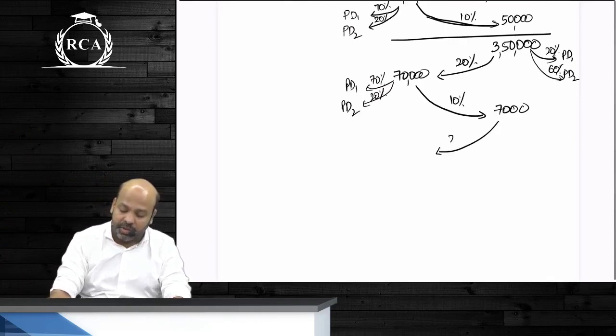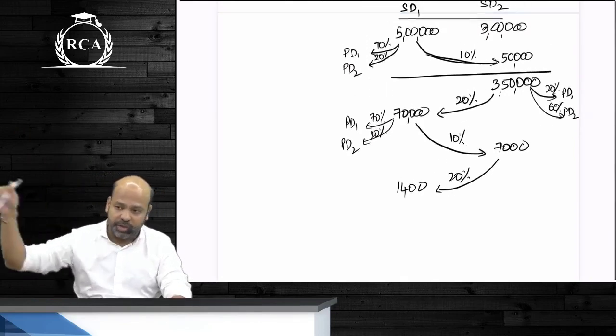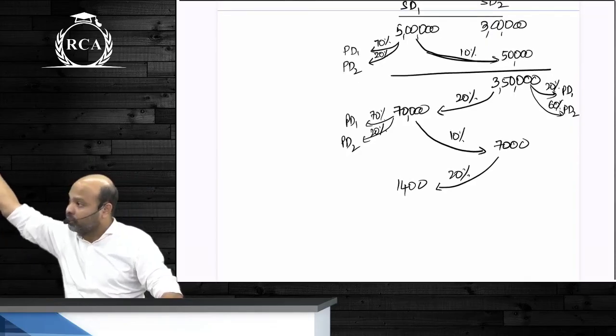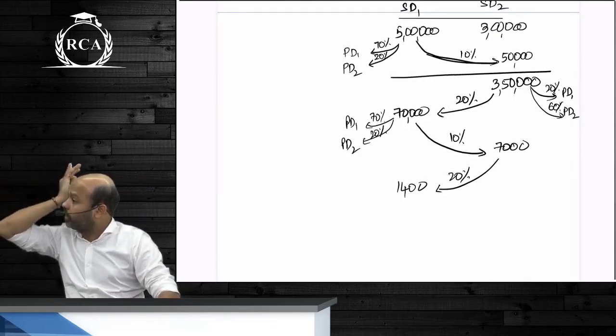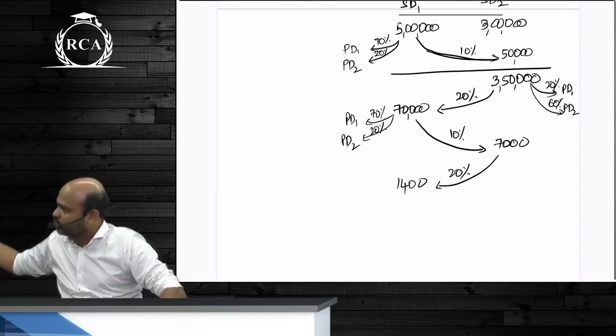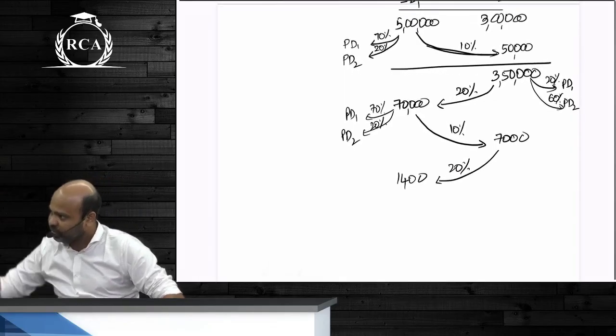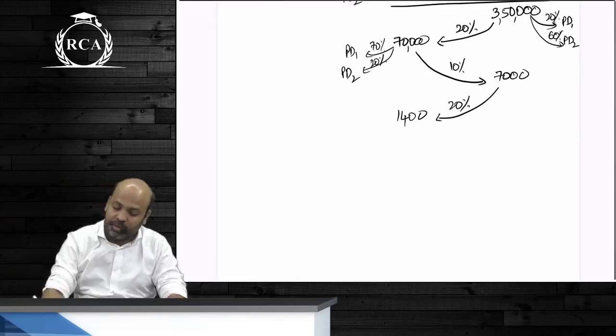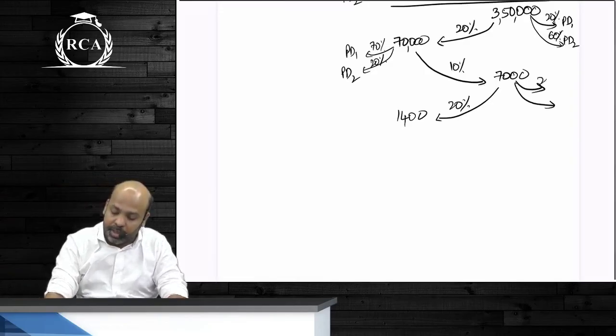7,000, 20% of it was transferred back. Do not keep totaling it up. In the first step I totaled because that 3 lakhs was never allocated. That is why I had to write 3 lakh plus 50, 3 lakh 50. Now below, do not write 3 lakh 57. That 3 lakh 50 is already gone. Now that 20% came here. The remaining 20% and 60% went to PD1 and PD2.